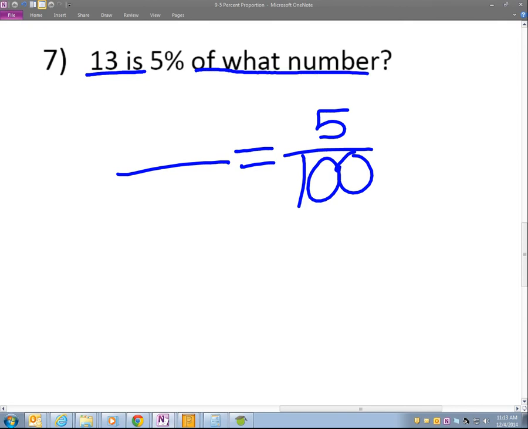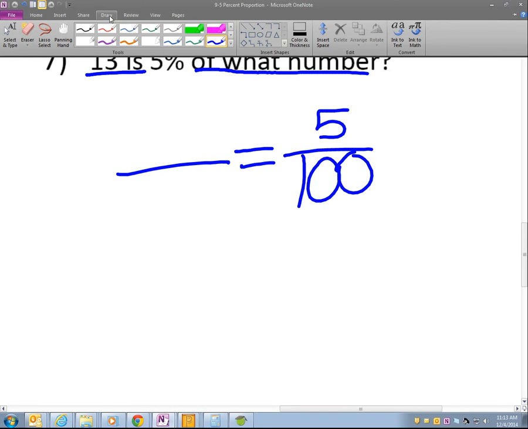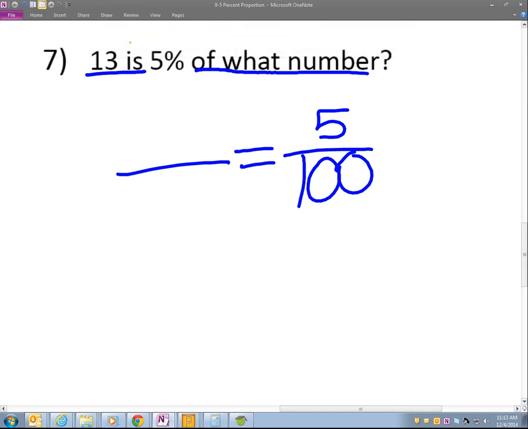Sean, can you help me out? What do we got? Numerator on the left side is 13. Okay, X. Yeah, because it's saying 13 is. And you have that word is in your highlighted part. Yes, sir? I had X over 13. X on the top.